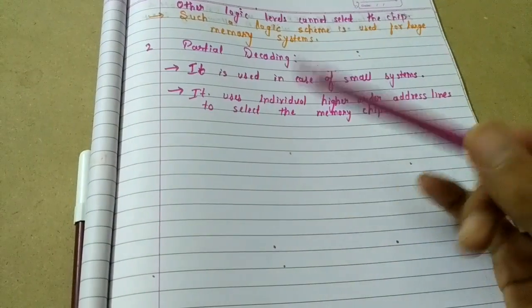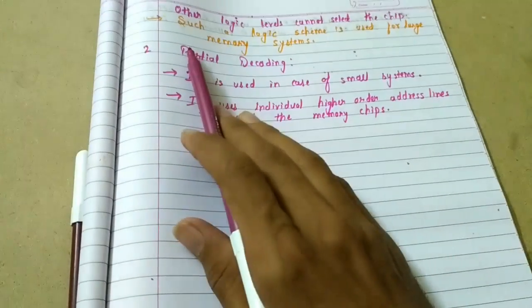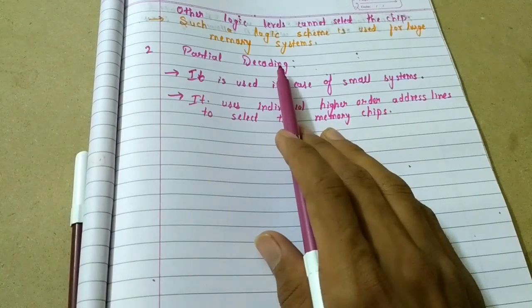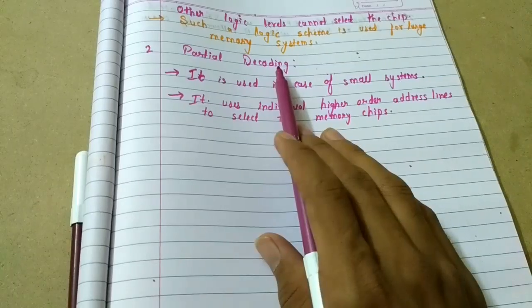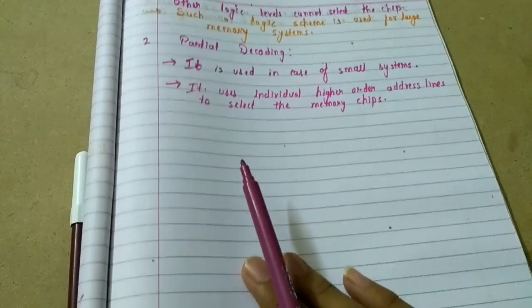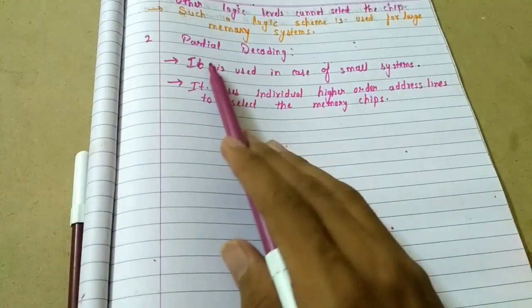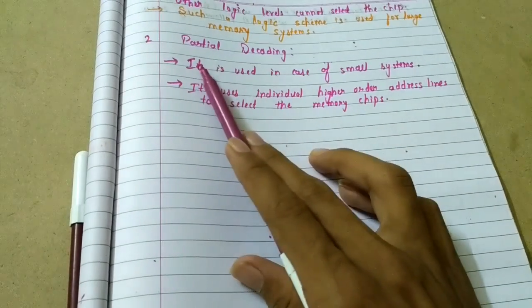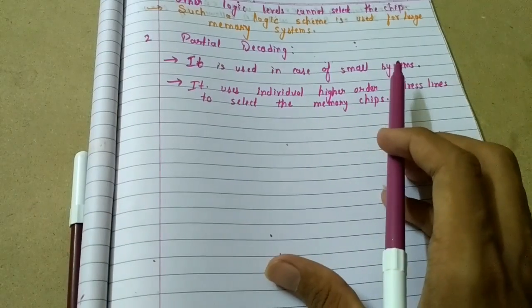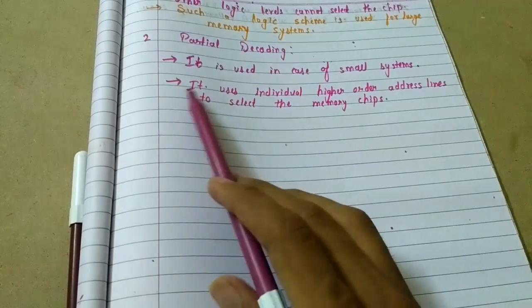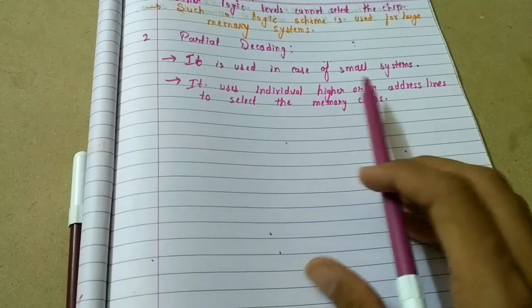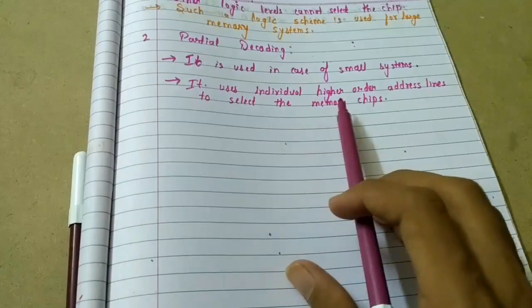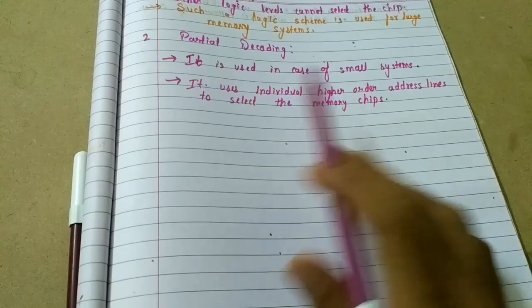Hello guys, in this video we will discuss first partial decoding, and then we will solve an example based on memory interfacing with the 8085 microprocessor. So what is partial decoding? The first point is that it is used in the case of small systems, and it uses individual higher order address lines to select the memory chips.